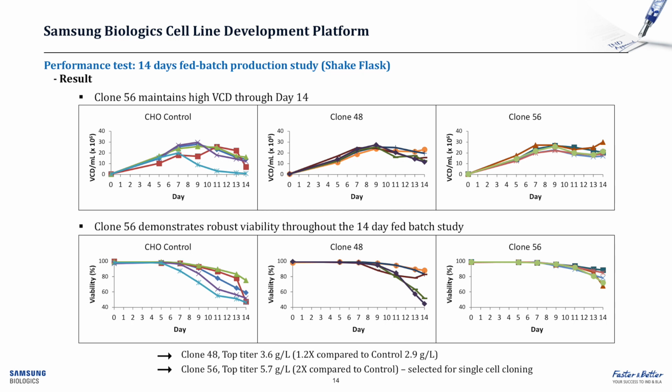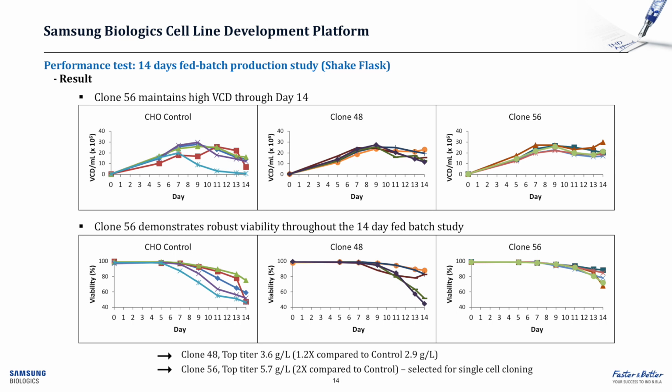That's improved quite significantly as we move to the right with clone 48 derived mini pools, where the viability does indeed drop for 2 of the 5 stable pools that were carried on, but there's a much better adherence to the peak VCD from that day 9 to day 14, leading to that 24% improvement in titer.